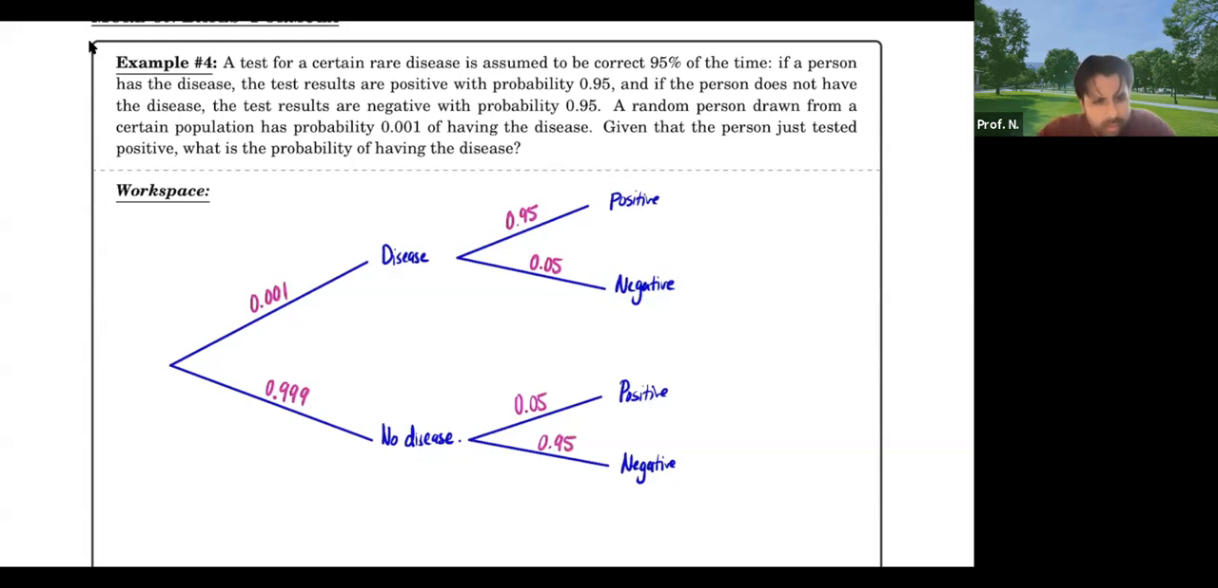So then what's the scenario that the test is correct? It's correct when the person has a disease and they receive a positive test result, or when they don't have the disease and they get a negative test result. So these two scenarios here are when the test is accurate.